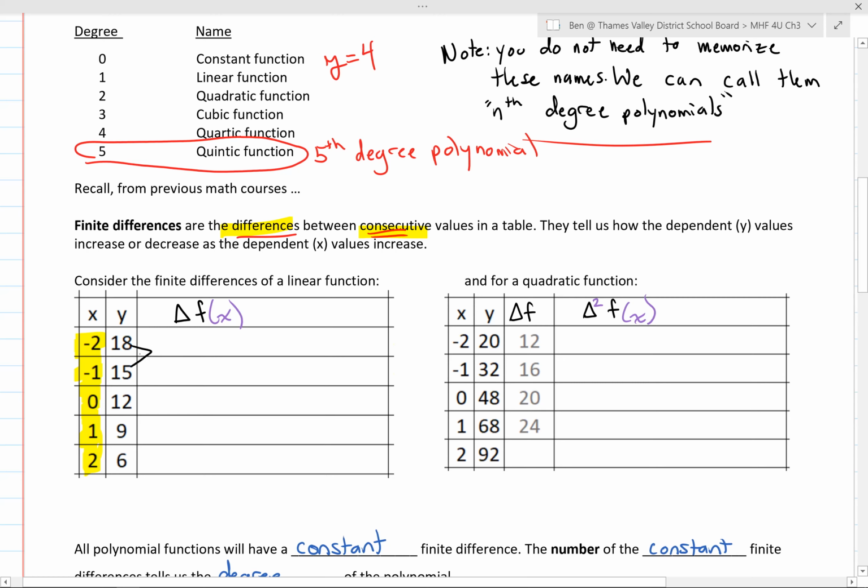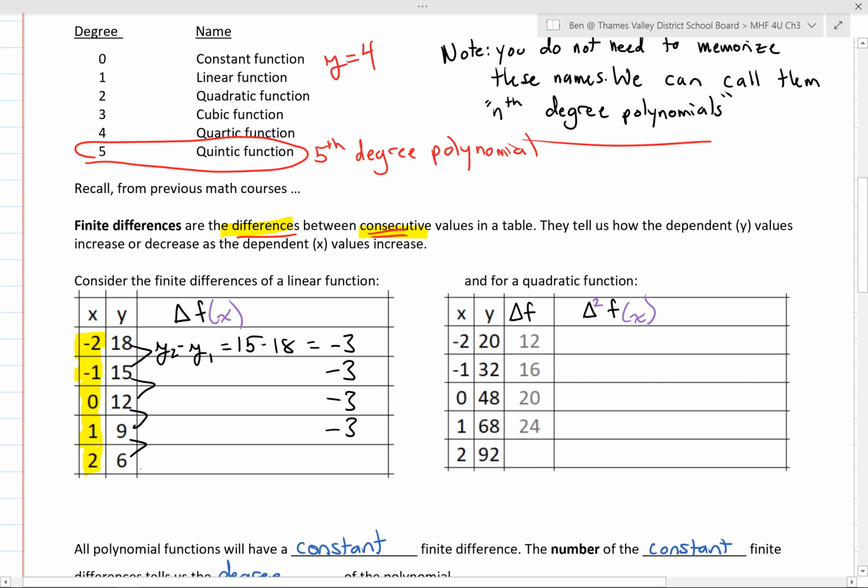So here we would say, okay, so the first finite difference would be 15 minus 18. Okay, so this is y2 minus y1. I know you've seen this elsewhere in the course, right? y2 minus y1, that is 15 minus 18, and that equals negative 3. So our first finite difference, which we call delta x, right, is negative 3. We can see our next finite difference would be 12 minus 15. That is, again, negative 3. Our next finite difference, 9 minus 12, that's negative 3. And our next finite difference, 6 minus 9, negative 3.